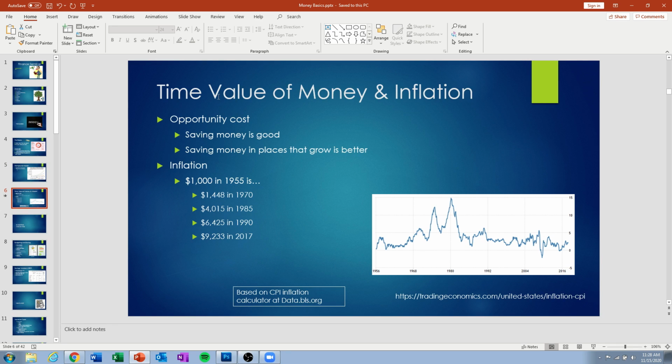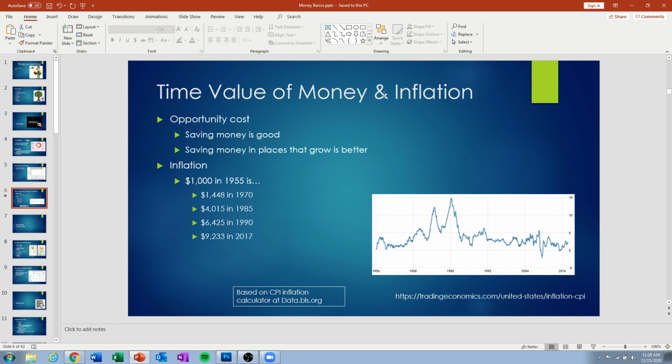All right, here's that inflation thing I was talking about. This is another basic: money today is worth more than money tomorrow. A dollar today is worth more than a dollar tomorrow. Essentially that's because of inflation. So saving money is good, but saving money in places that grow is better.